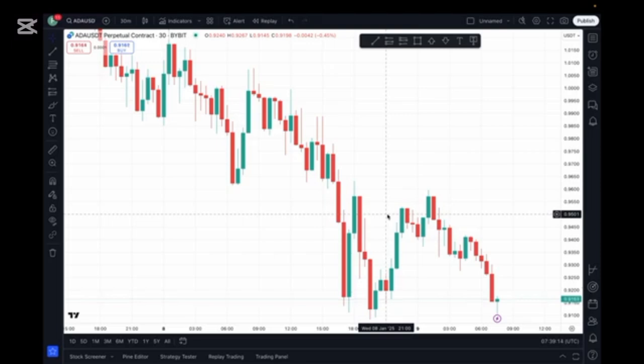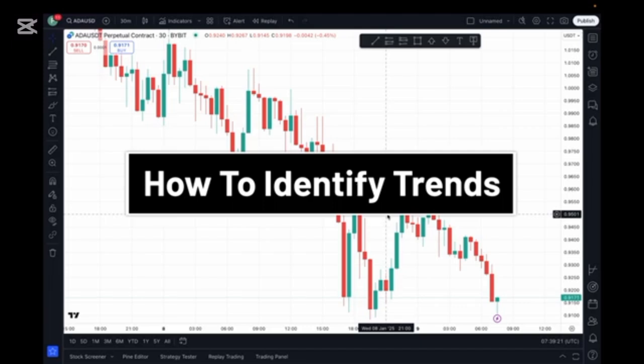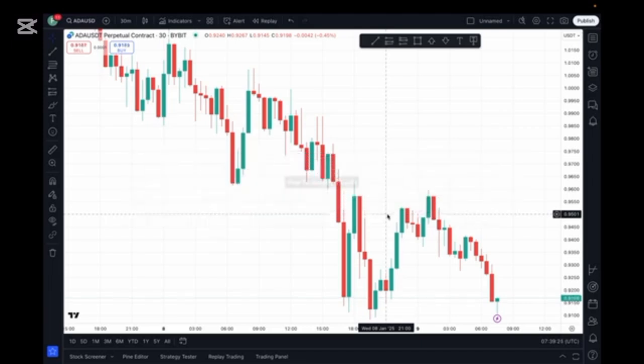Now, the first thing you need to learn to understand this easy crypto trading strategy is to understand how to identify trends. That is, how to identify uptrends, downtrends, sideways trends. Now I'm going to start with the uptrend line, which is the first trend line. Now, what is the uptrend line all about?